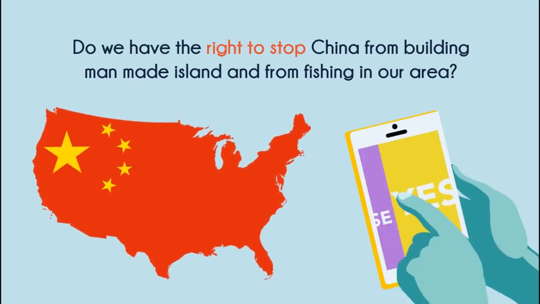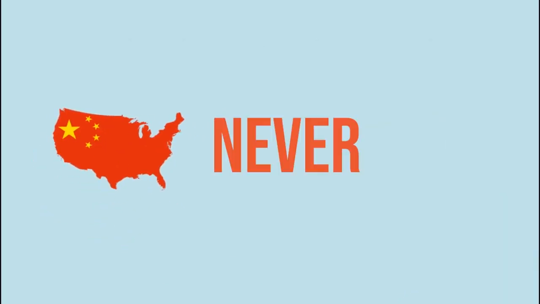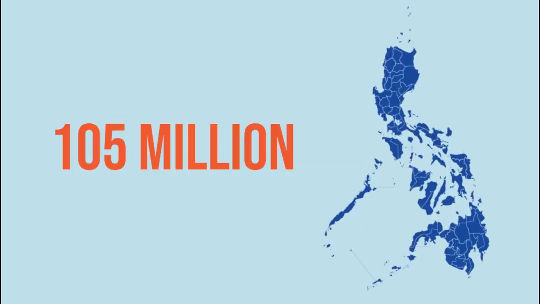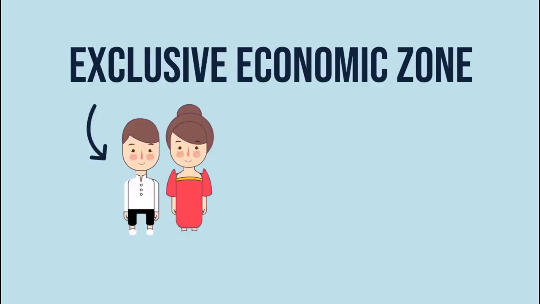First, China didn't have an agreement with the Philippines when they built the man-made islands. Second, there are 105 million Filipinos, and the fish in this area is not enough to feed the whole country. And lastly, our constitution clearly states that the exclusive economic zone is exclusively for Filipinos only.